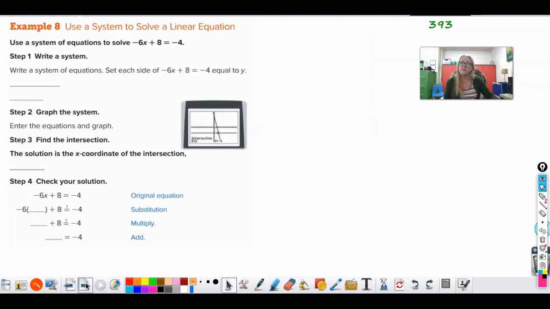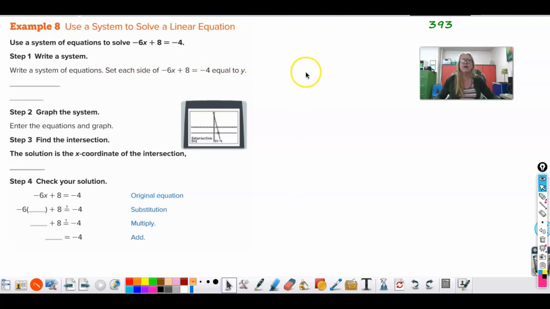Okay, use a system to solve a linear equation. I look at this and I go, why? This equation has one variable, and I can actually solve this in my head. Wouldn't you subtract 8 from both sides? That would give you negative 6x equals negative 12. Divide both sides by negative 6, x is 2. I could solve it like that. No, they have to complicate it.